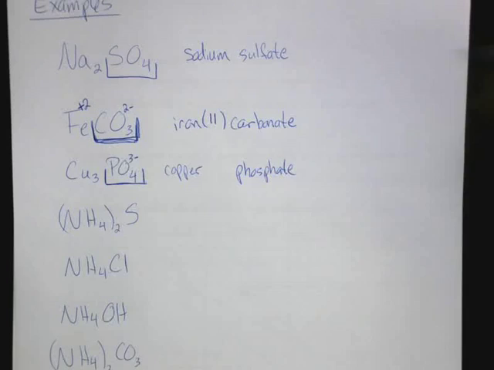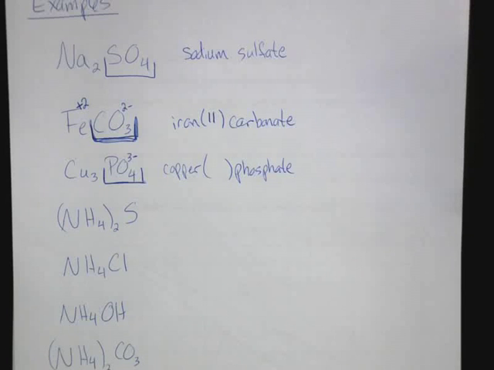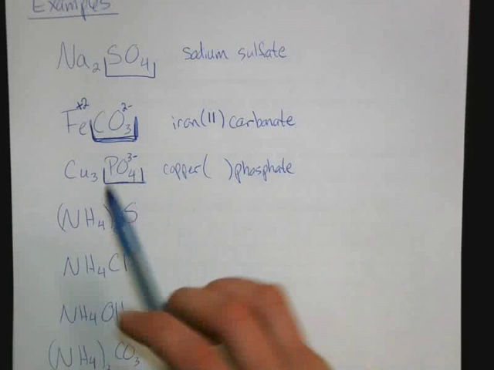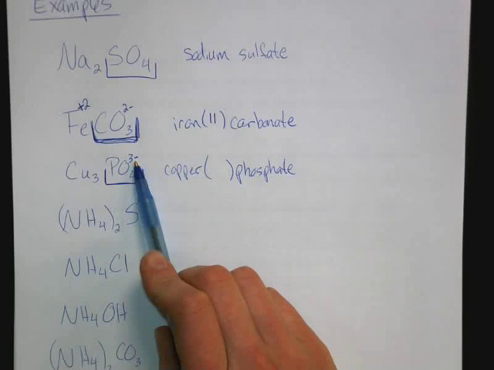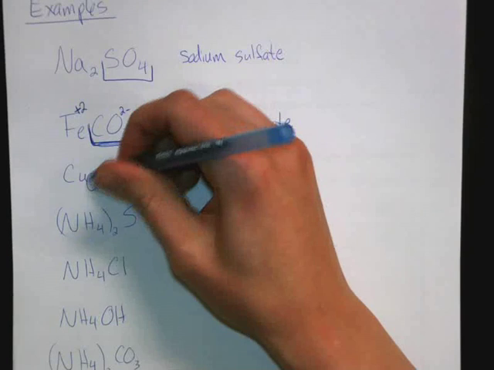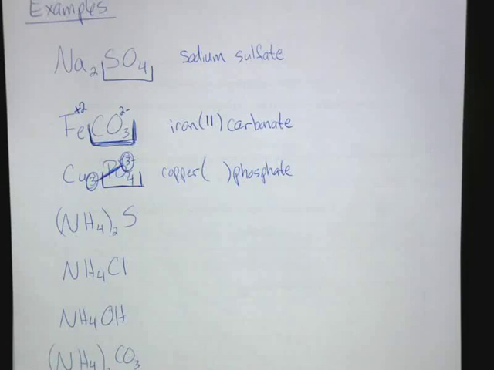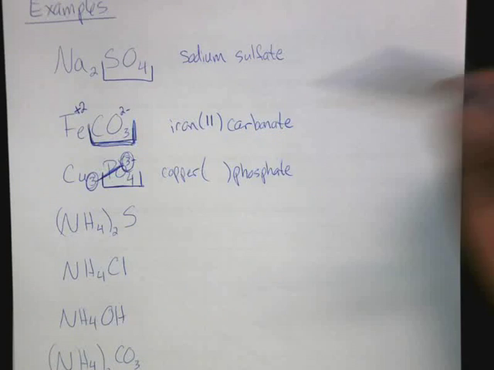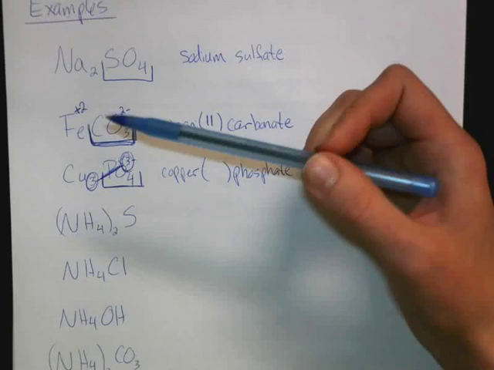Cu is copper, and copper is one of those elements that have a variable charge. So we need parentheses around a Roman numeral to tell us that charge. Now, Cu3, PO4. PO4 has a charge of 3-. Notice that this 3 is also down here. We crisscrossed it, or backwards crisscrossed it. If you would like more notes on the backwards crisscrossing, check out my other 2 previous videos.